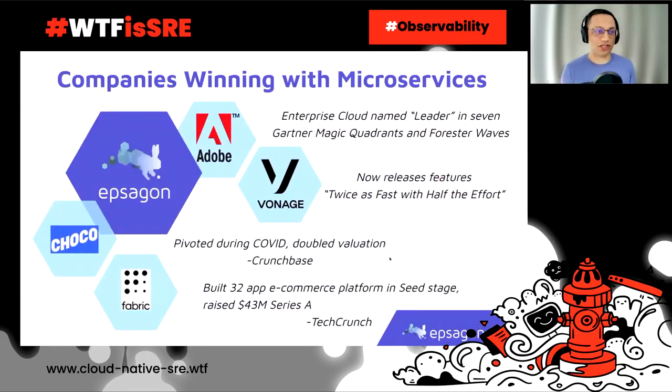So we at Epsagon have seen our customers using microservices to a greater advantage. And the benefits of microservices are essentially developing features faster or even going to market faster. These benefits are not restricted to any industry or any company size as such. So as you can see, companies from different industries such as Adobe, Vonage, and different sizes such as Choco and Fabric have benefited from the use of microservices for their specific use cases.